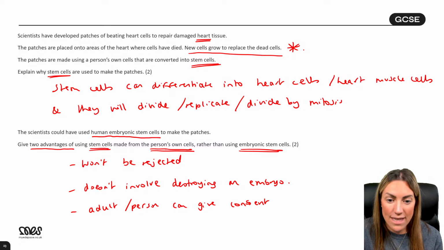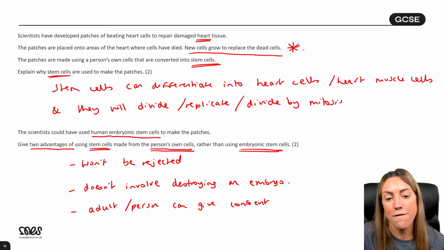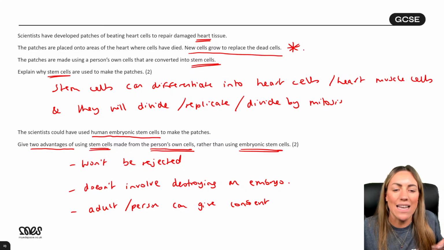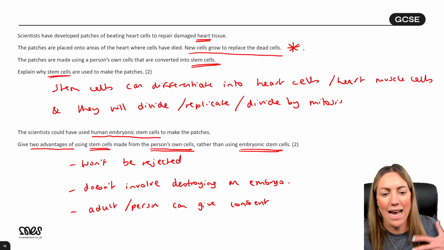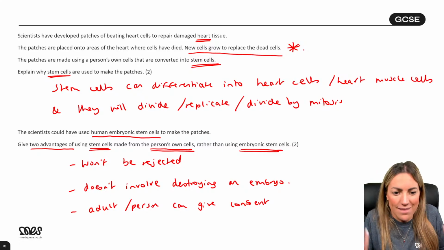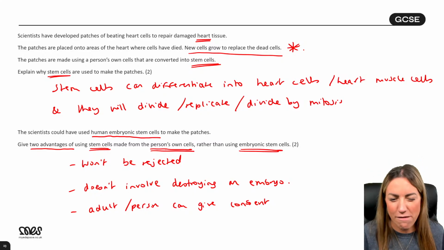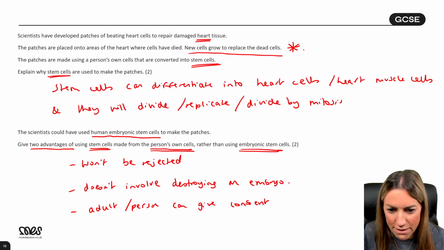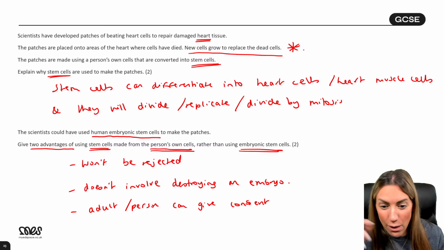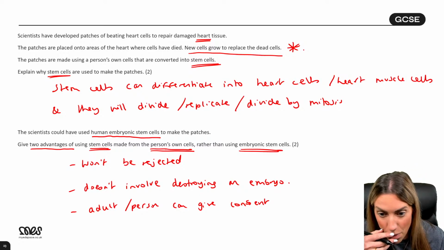Genetically identical, yes, Nessa, but the benefit of them being genetically identical is that they won't be rejected. So you'd have to explain that. The cells have the person's own DNA, right? So they won't be recognized as foreign, so they won't be rejected. That was the top answers on the mark scheme.